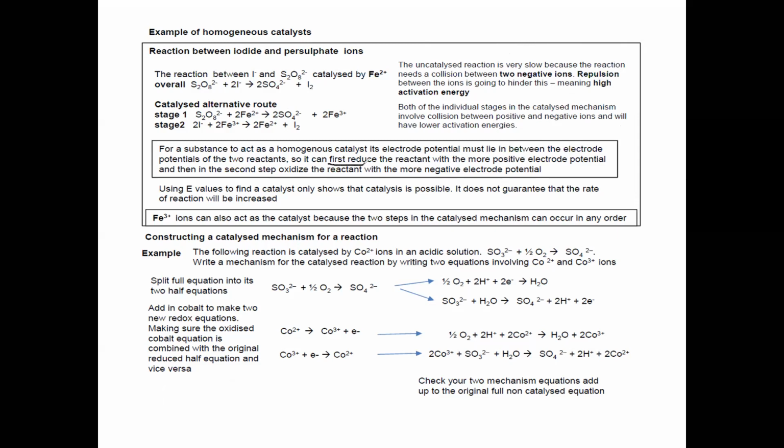So first it can reduce the reactant with more positive electrode potential, and then in the second step oxidize the reactant with more negative or smaller electrode potential. So when iron 2 is reacting, the electrode potential of iron 2 and iron 3 should be less than S2O8. But in the second reaction, the electrode potential should be higher than iodide ion so that it can convert. Is it clear? Any doubt in this? Yes.